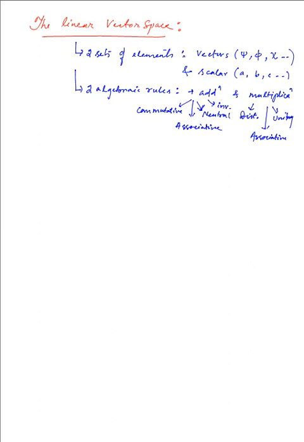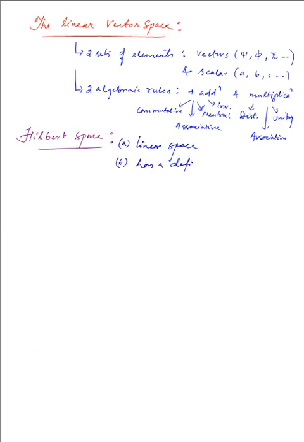Now, the Hilbert space is a linear vector space. So a Hilbert space, as I mentioned, is a linear space. And also, it has a defined scalar product that is strictly positive.